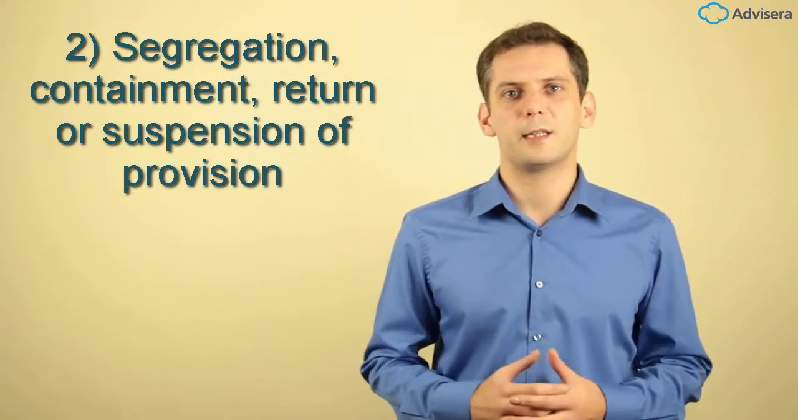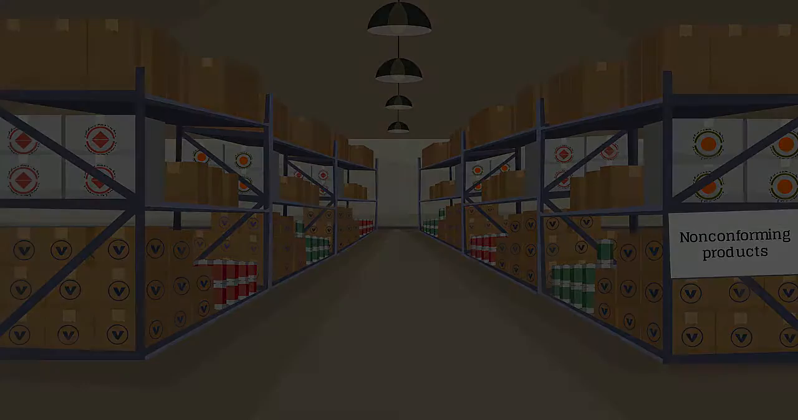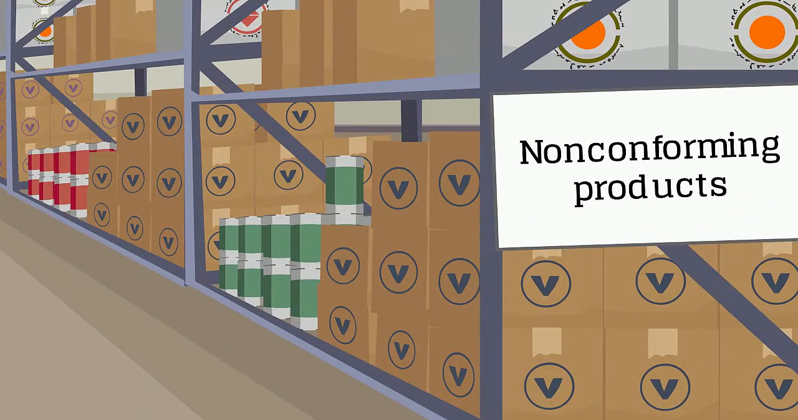Segregation, containment, return, or suspension of provision of products and services. For example, during food storage prior to delivery to a customer, the storing temperature exceeded the aimed value. This doesn't necessarily mean that the food is not fit for use, but the delivery process must be stopped, and the food must be segregated from the other food and sent for analysis.